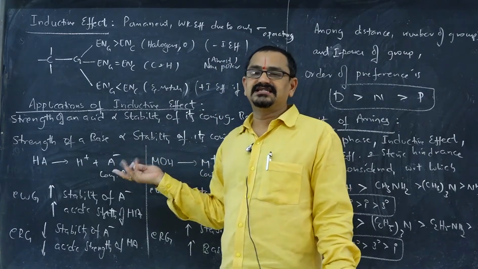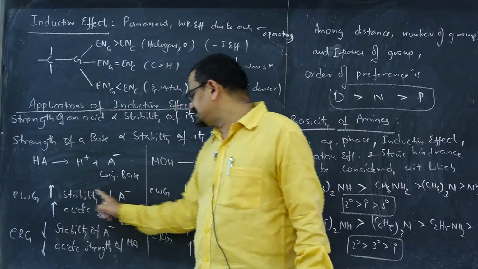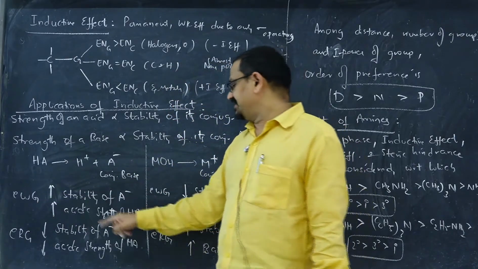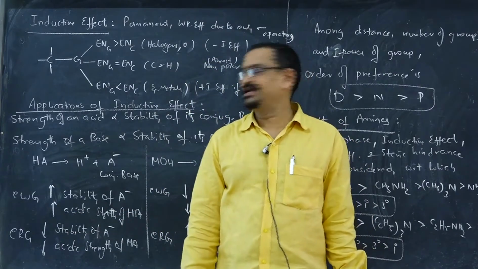When charge density is less, it is stabilized. In that way, an electron withdrawing group increases the stability of A minus, thus it is said to be increasing the acidic strength of HA. Understood?